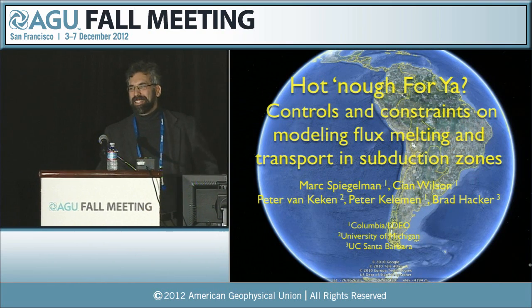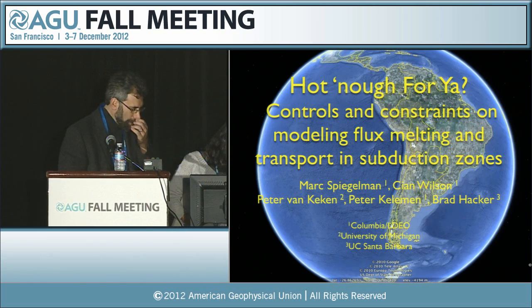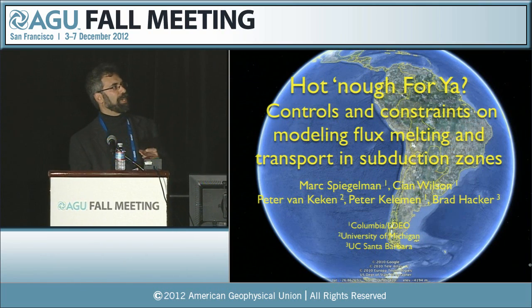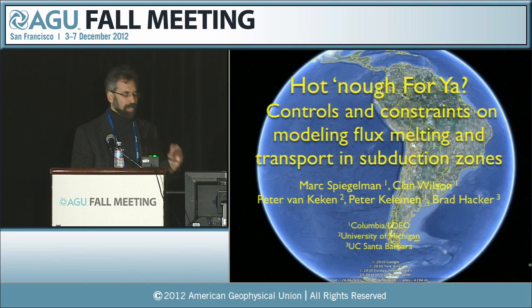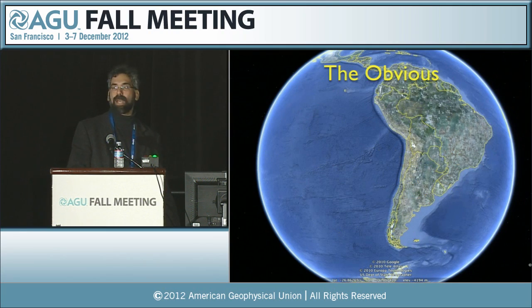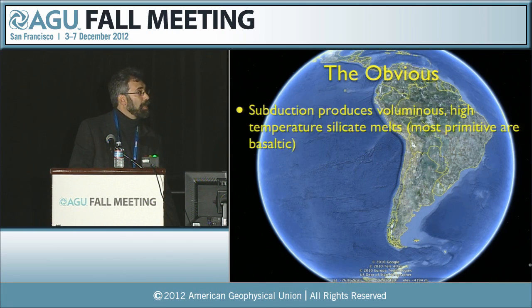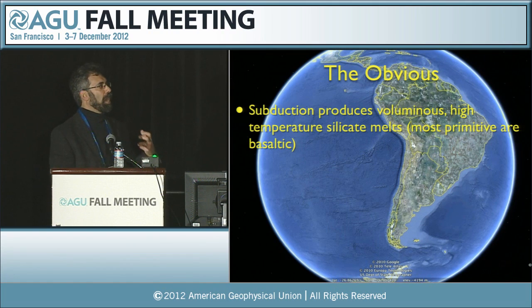Thank you. Good morning. I'd like to talk about work we've been doing on understanding controls and constraints on modeling flux melting and transport in subduction zones. Subduction zone models are reasonably complicated, but I want to focus on two fundamental observations that every successful subduction zone model needs to have. They're pretty obvious. The first is that subduction zones are magmatic: they produce voluminous, high-temperature silicate melts, and the most primitive of these are basaltic.